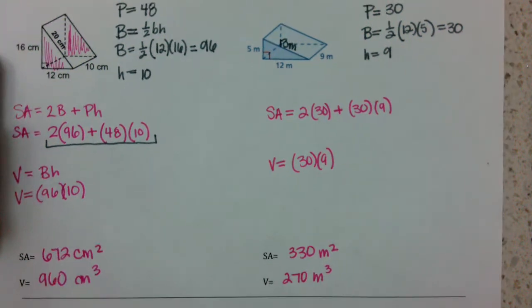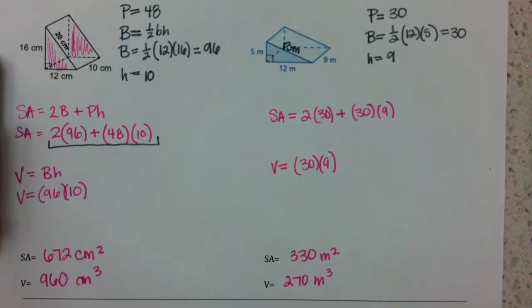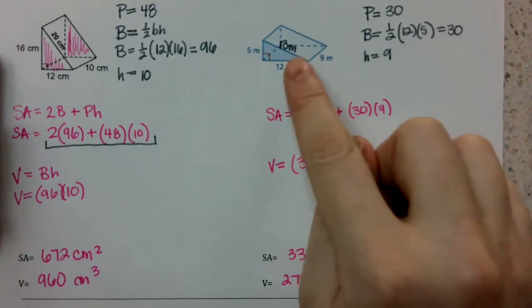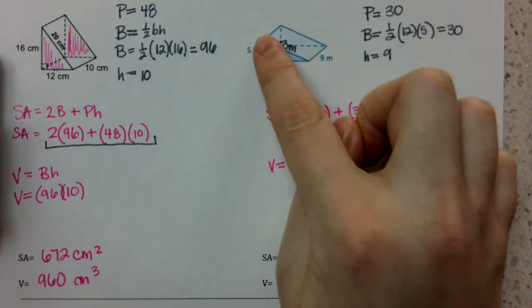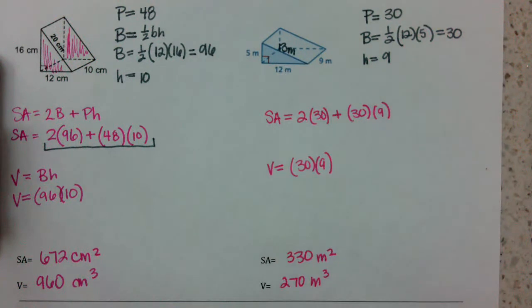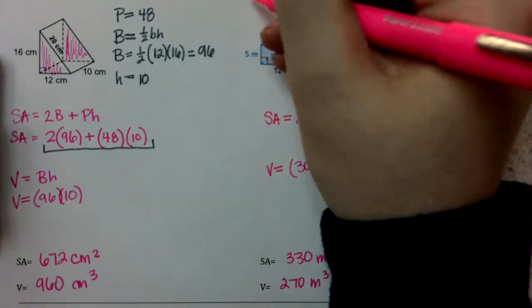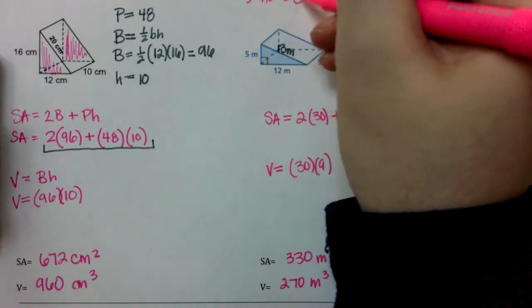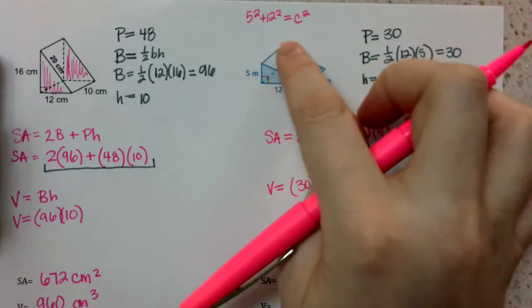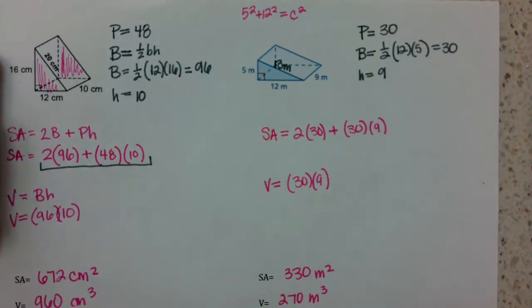So I have my answers on here. You can pause it and look at them, but I do want to mention that remember, if you're not given the third side in a right triangle, you can use the Pythagorean theorem to find it. So to do that work, you would do 5 squared plus 12 squared equals c squared. And then go ahead and solve that to get that third side is 13.